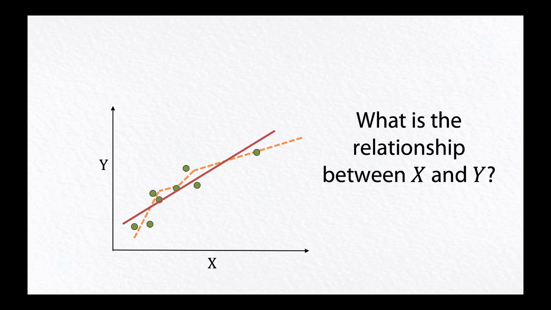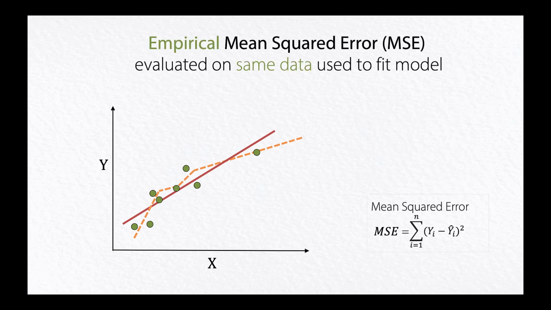We can quantify the goodness of fit. For example, we can evaluate the mean squared error, or MSE, which is the mean squared distance between the observed outcome Y and its predicted value for the model, Y hat. Here, the empirical MSE for the nonlinear model is smaller than that of the linear model, suggesting the linear model is worse.